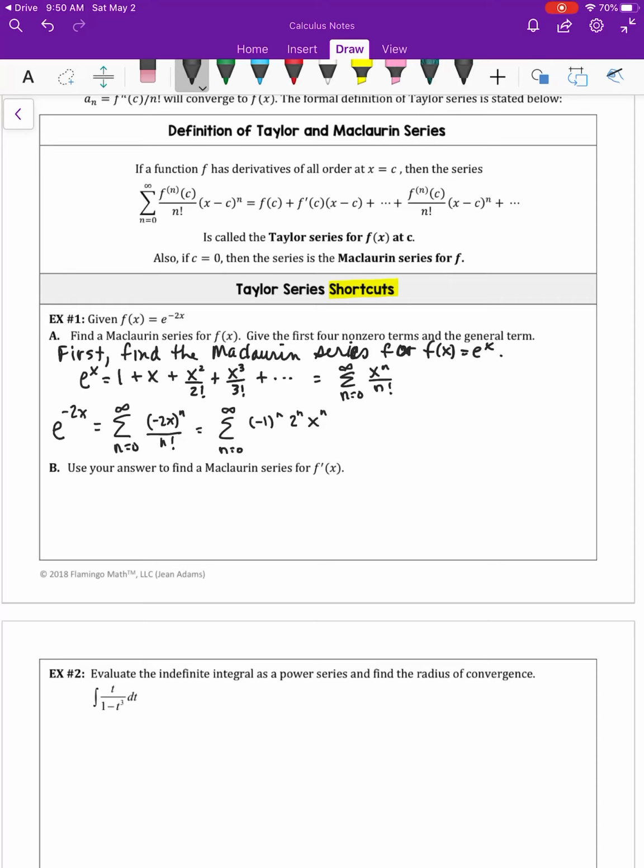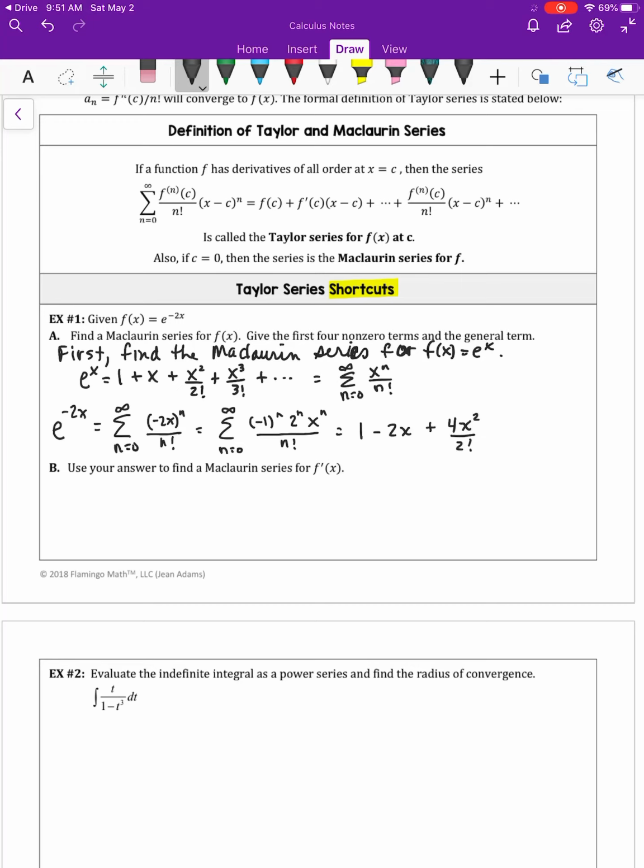And now we want to simplify this, because we want to see what it is. So we're going to take that (-1)^n out, and then we've got a 2^n and we've got an x^n. Okay, that's how you would want to break that apart. And then go ahead and look at what you get.